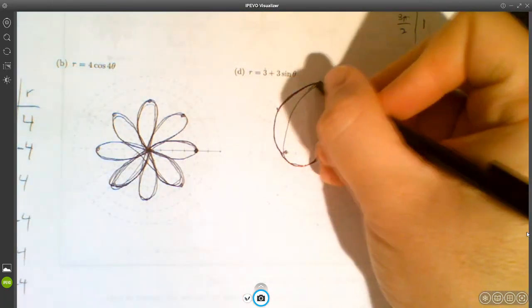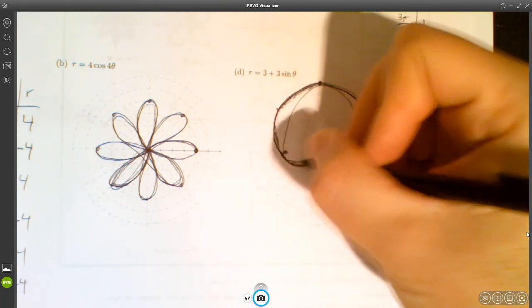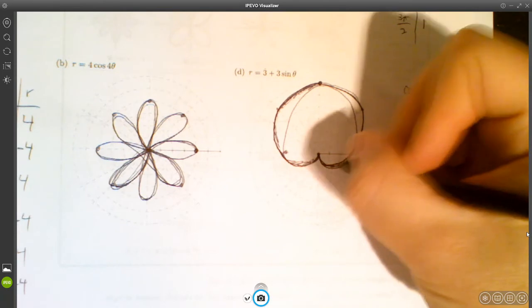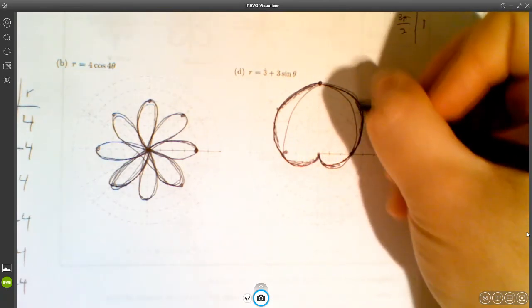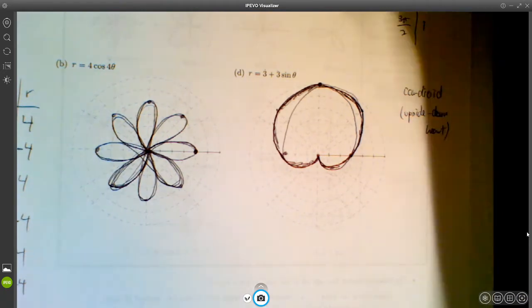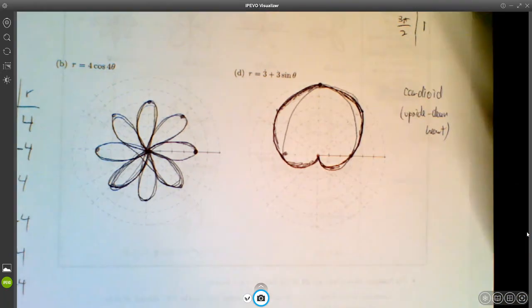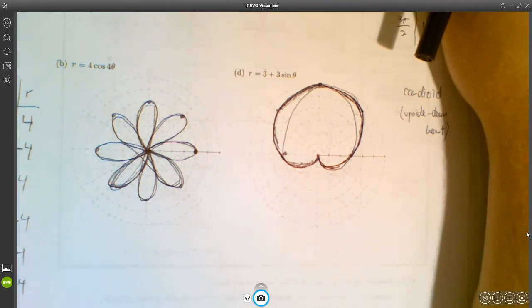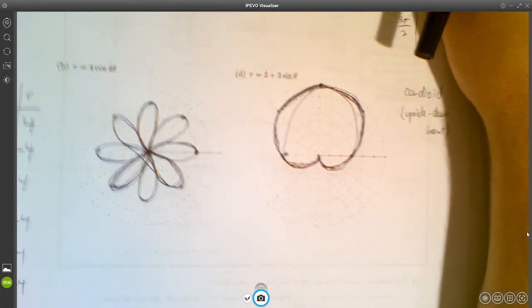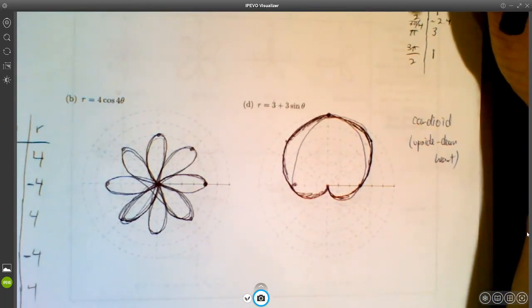So the wider picture is the one that we're looking at. That's what the cardioid looks like. Again, you're welcome to plug in some points to fill in your picture and make it look a little bit better. But that's the rough sketch that we get from knowing that it's a cardioid.